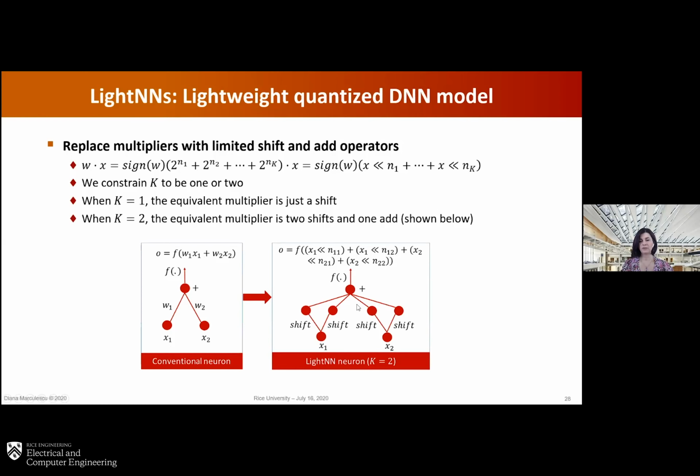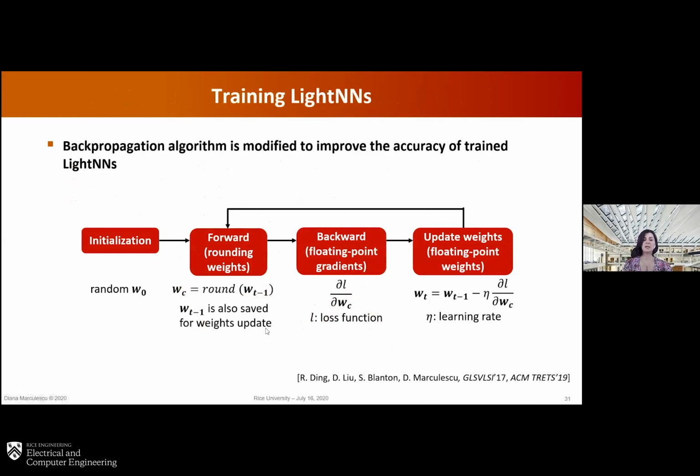And again, here, 2 shifts and an add. So much cheaper. So that's the idea. The way training works, in the forward path, we do stochastic rounding for the weight using either 1 or 2 powers of 2. In the backward path, we compute floating point gradients, so we switch back to floating point. We update the weights, and then again we round. And then we stop when proper accuracy is achieved.